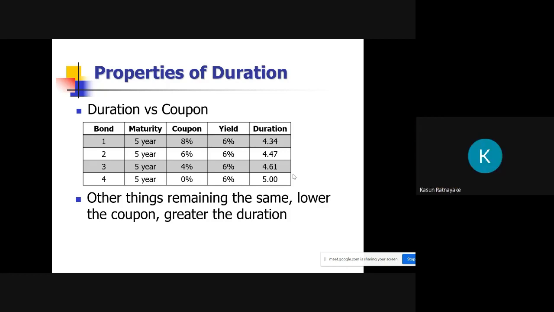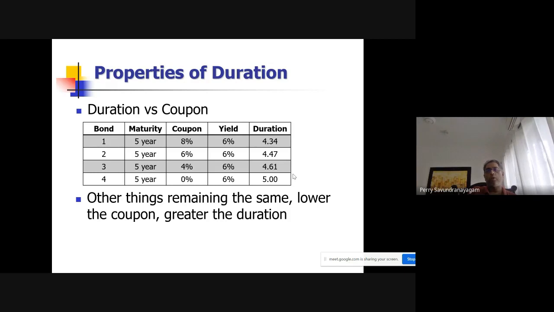So zero coupon means that you get the interest at maturity, no? That's correct, yes. Or you buy it at a discount, no coupon. Yeah, assuming that you're getting the interest at maturity, for what it's worth.